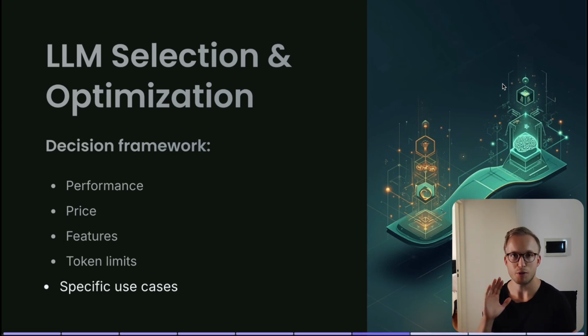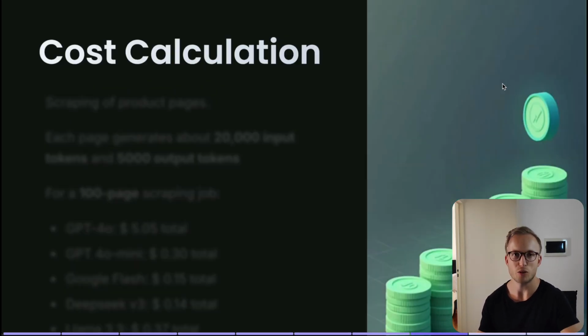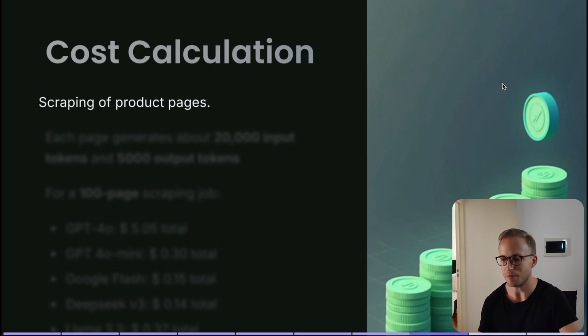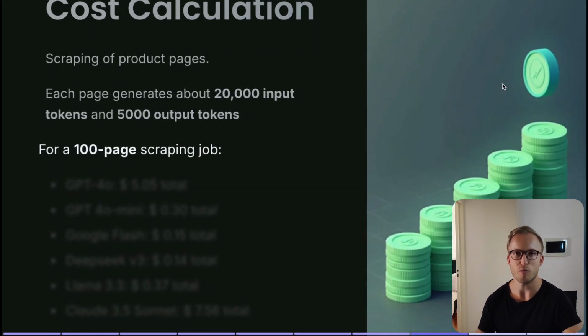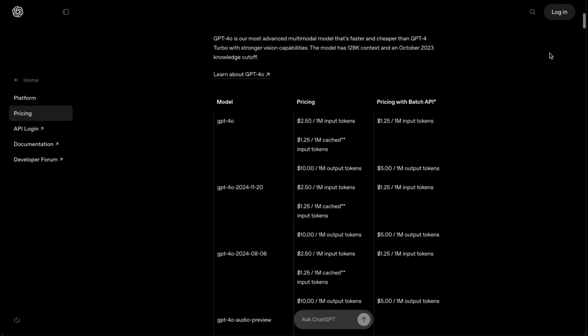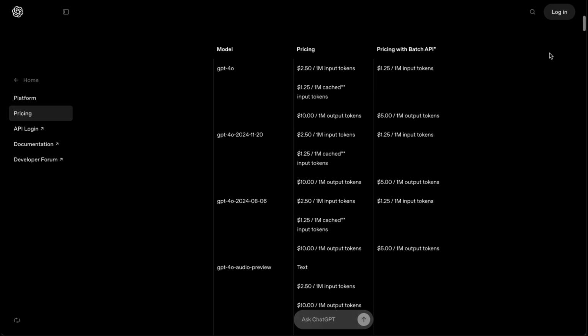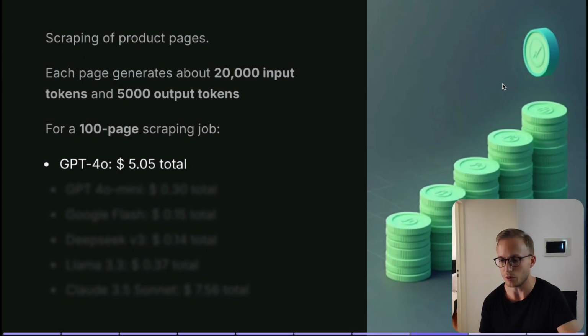So that's the fifth factor of my personal decision framework. Regarding the costs, I just want to visualize this. Let's go with a simple example of scraping product pages. Each page generates about, let's say, 20,000 input tokens and 5,000 output tokens, which is very realistic. And let's say we want to scrape 100 pages. With GPT-4o, this would cost us $5.05 in total.